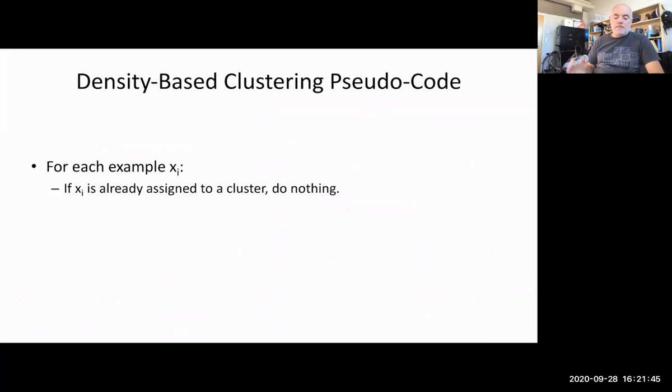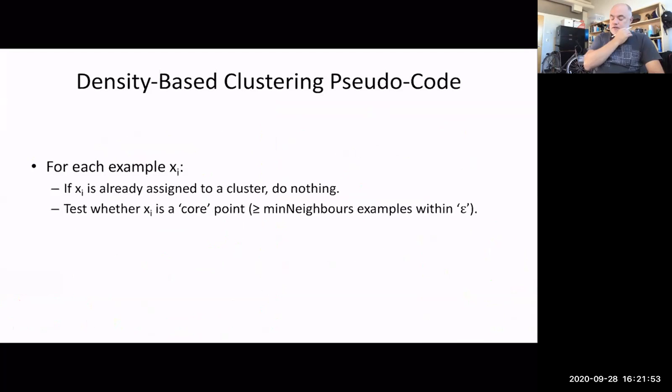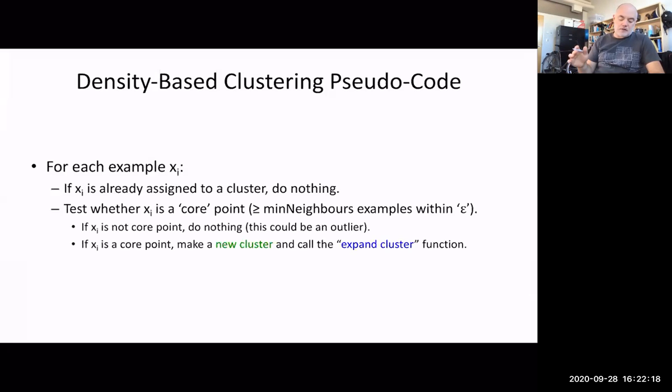So let's think about how one might implement DBSCAN and go through some pseudocode, because you might be asked to do something like that. For each example xi, if xi is already assigned to a cluster, do nothing. Then test whether or not xi is a core point. In other words, are there greater than or equal to min neighbors examples within the epsilon ball? If xi is not a core point, do nothing. Could be an outlier, who knows? If xi is a core point, make a new cluster and call an expand cluster subroutine, okay?